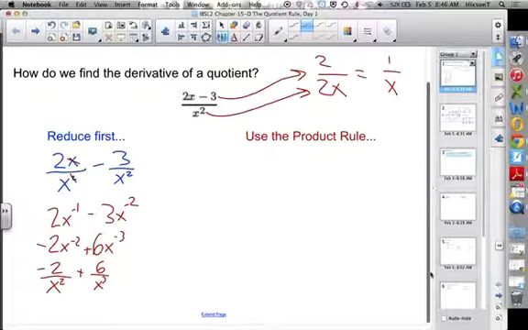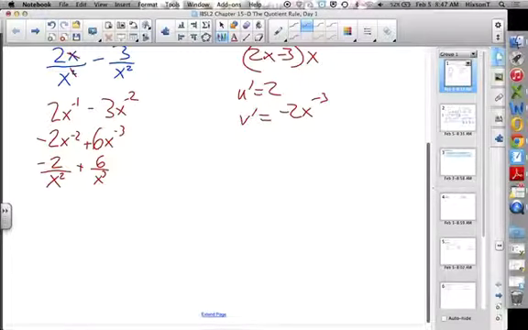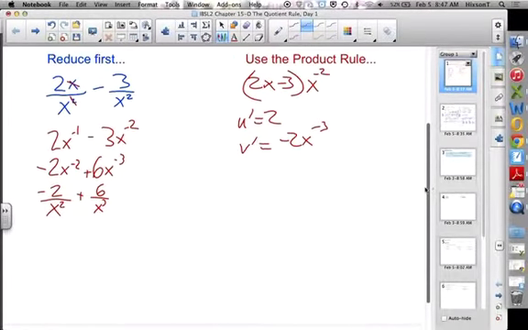But you can use the product rule if you change this into 2x minus 3 times x to the negative 2. And then your u prime would be 2, your v prime would be a negative 2x to the negative third, and then when you did your u prime v plus uv prime, you'd have 2x to the negative 2 plus u, which is 2x minus 3, times the v prime, so minus 2x to the negative 3.